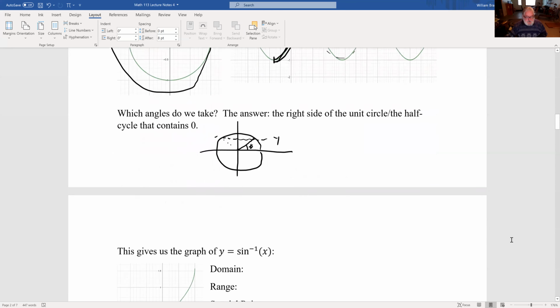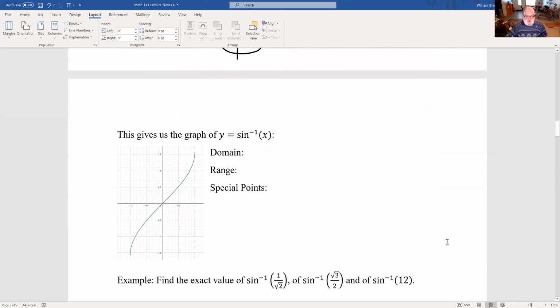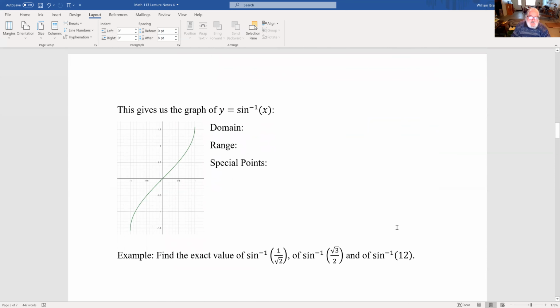So what does that tell us? The graph of y equals sine inverse of x is this. Its domain is -1 to 1.